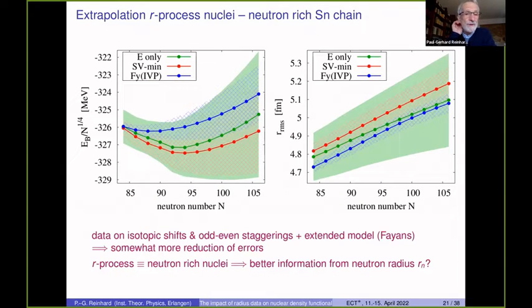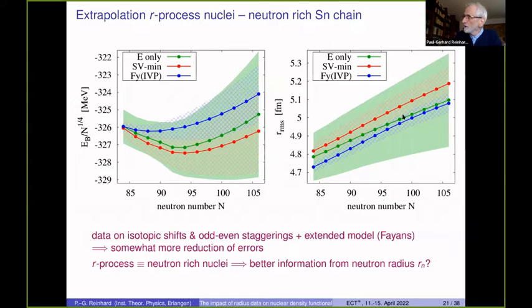Let's see what it does with extrapolation to our process nuclei. I take the same example as before: fit to energies only, green as before; fit to energies and already form factors, red as before; and the new fit in blue, where I include Fayans pairing with isoscalar and isovector pairing and gradient terms. So yeah, the errors here are a little bit smaller, not too much.